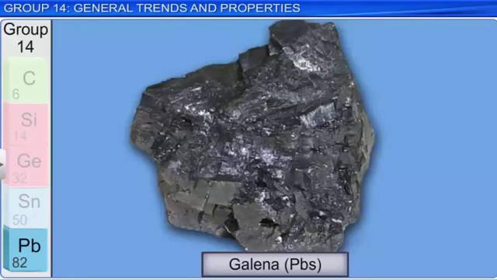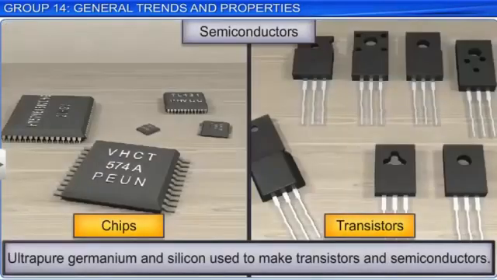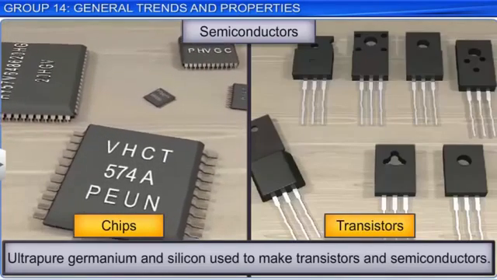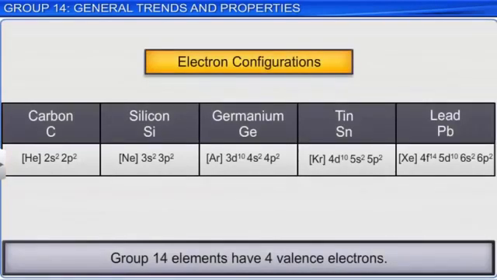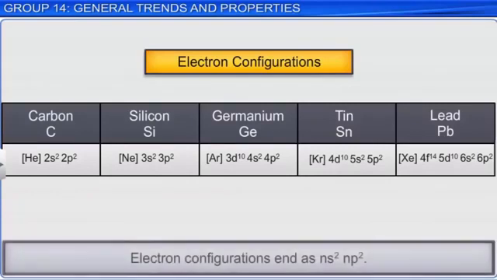Both germanium and silicon are important semiconductor materials. Ultra-pure samples are used to manufacture transistors and semiconductors. All the group 14 elements have 4 valence electrons. The electron configurations of all of them end as ns2 np2. However, despite the similar valence configurations, their inner cores do vary down the column as the D and F sublevels become available.